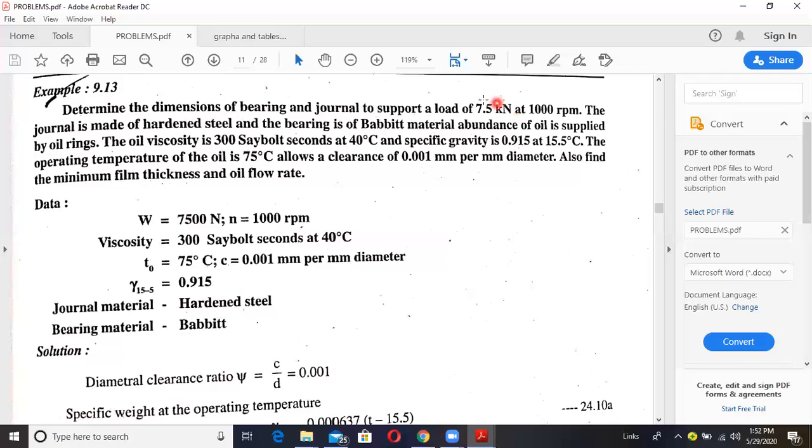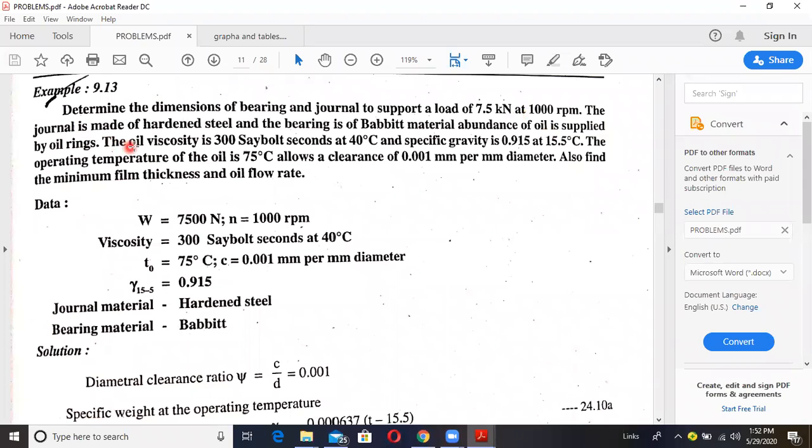Therefore, they have given the load is equal to 7.5 kilonewton. We convert it into Newton, then we will get 7,500 Newton. And speed, small n, is equal to 1000 rpm. Next, they told that the journal is made of hardened steel and the bearing is made of babbitt material. Same thing. Abundance of oil is supplied by an oil ring. So already here the oil is supplied by using oil rings.